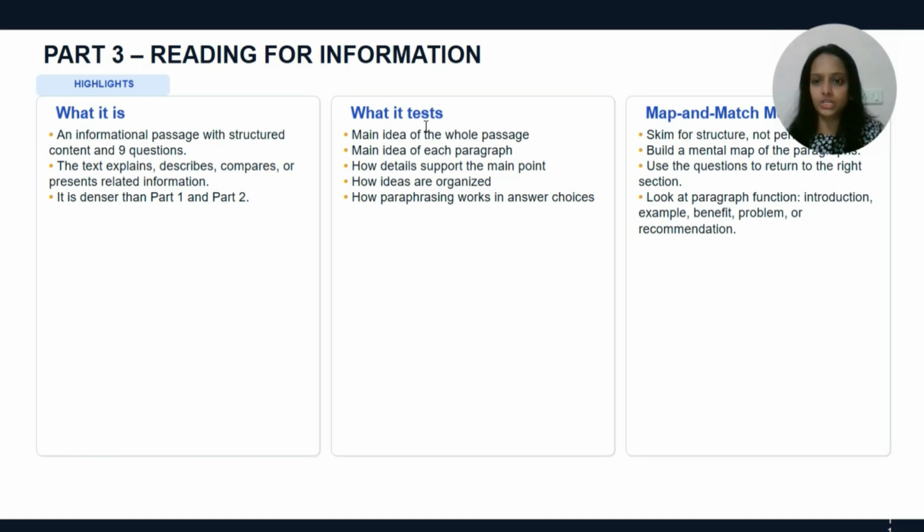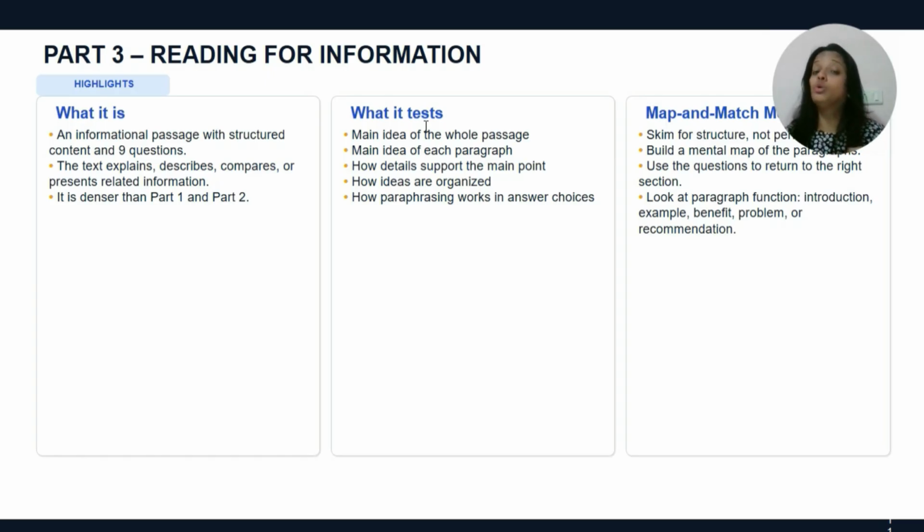I'll tell you how it works. First, you have to quickly skim the passage and then create a mental map, not a full summary, just a map. So you should know what paragraph 1 is mainly about, what paragraph 2 is mainly about, what paragraph 3 is mainly about, and what the general topic of the whole text is. That is enough for the first read.